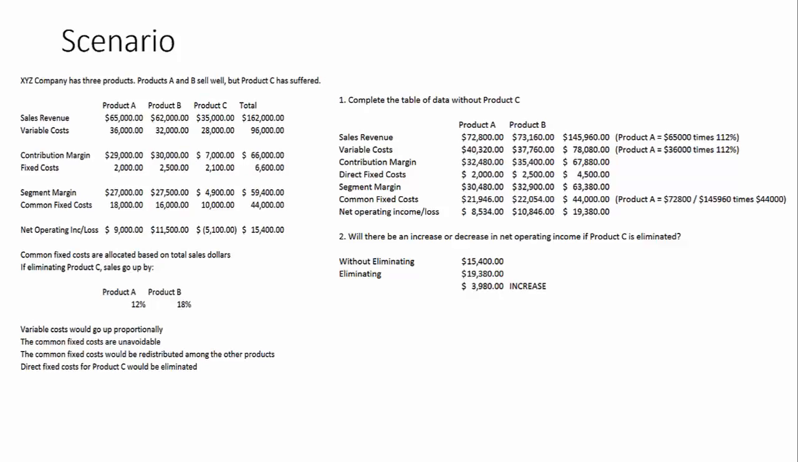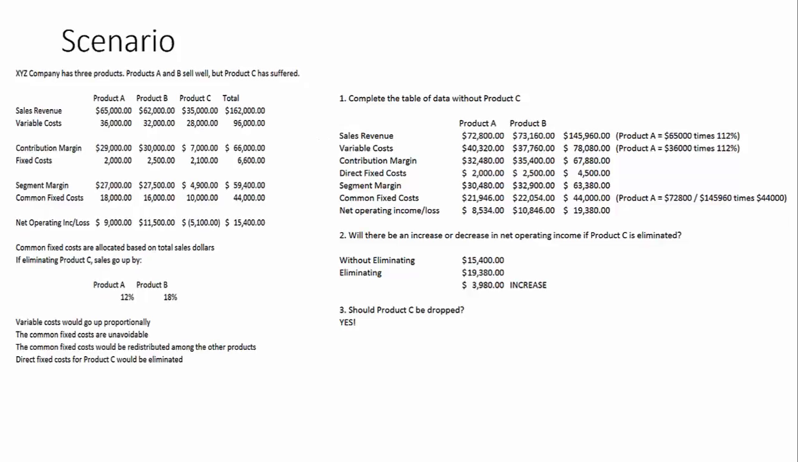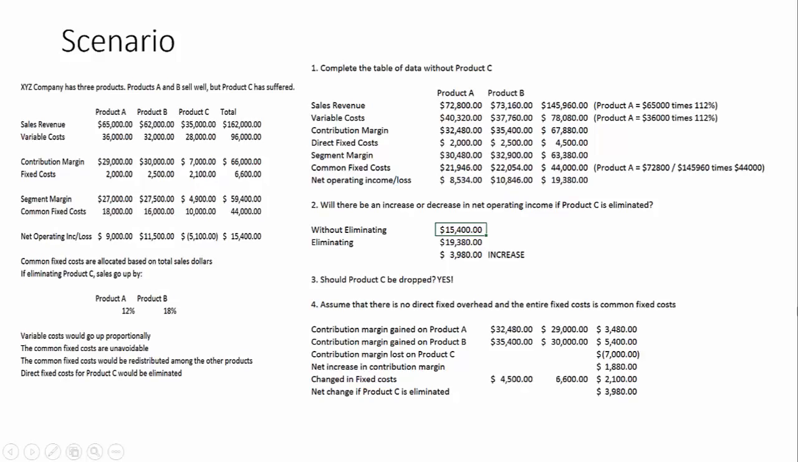Will there be an increase or decrease in net operating income if product C is eliminated? So how we look at this is, in our original scenario, our overall net operating income or loss was $15,400. By eliminating it, we now have an overall net operating income or loss of $19,380, which is an increase of $3,980. So should product C be dropped? Yes, it should.